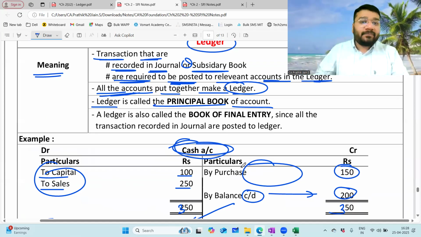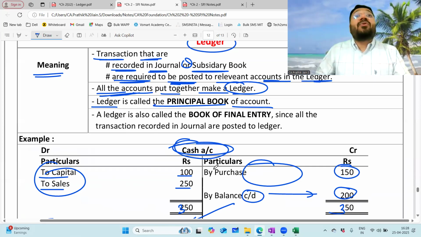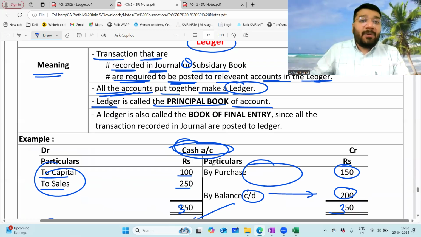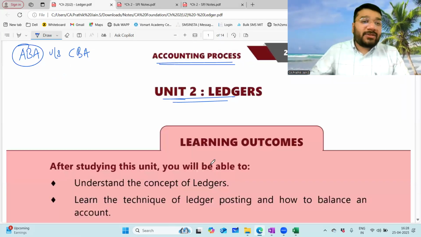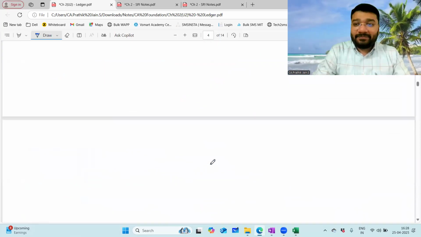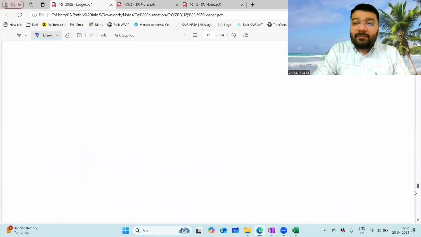Any problem? Now they'll give you a true and false question. Journal is called the principal book of accounts. True or false? False. Journal is called the primary book of entry. This is the principal book. If you don't believe me, we have a question based on this. All of you know we have true and false in our syllabus.